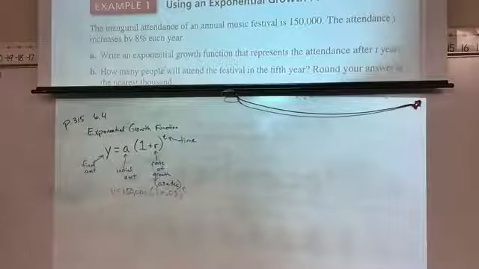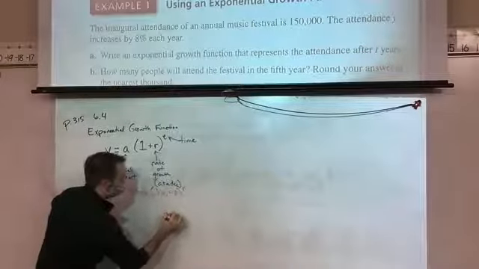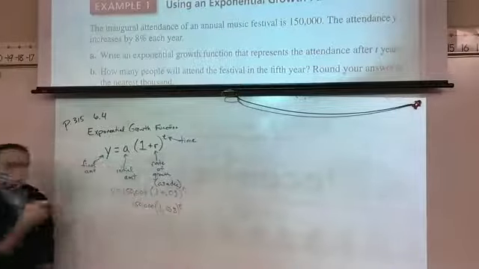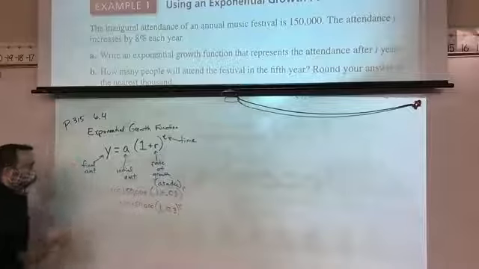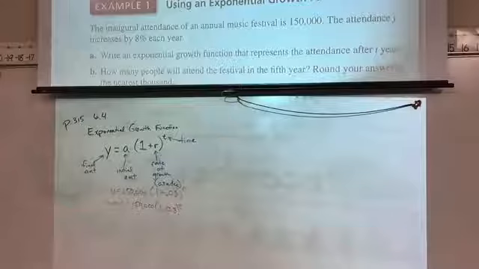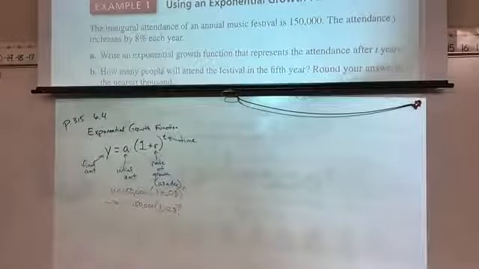Now, if we wanted to, we can simplify a little bit and change this 1 plus 0.08 into 1.08. Okay, you're going to see both of these types of answers. I would probably lean towards that second one just because it's a little bit easier, it's a little more compact. So if we can add that rate onto the one, let's make it a 1.08. So there's our answer for A. There's our growth function that represents it after t years.